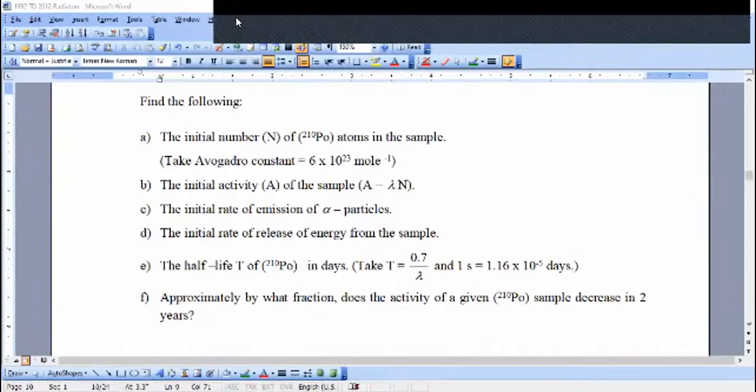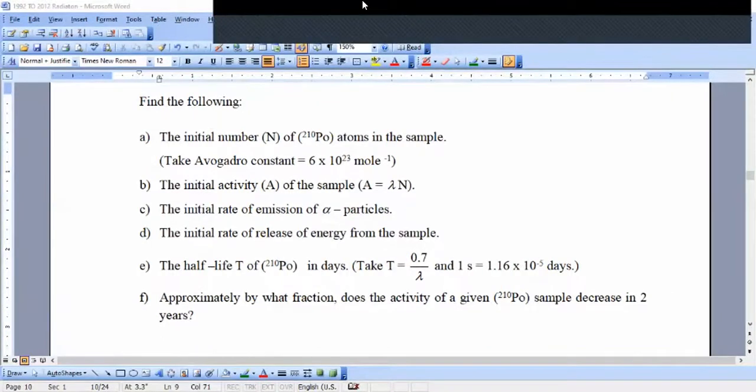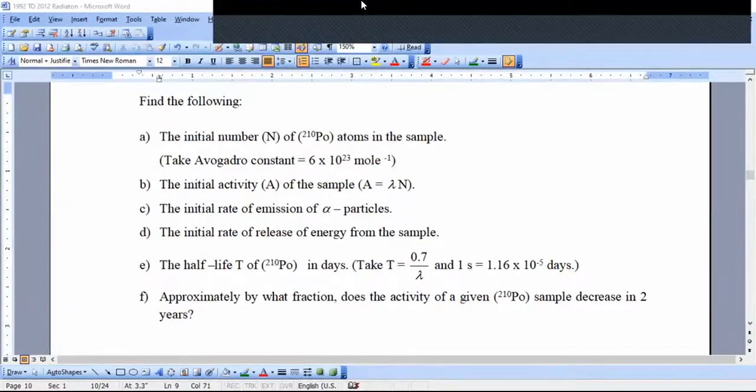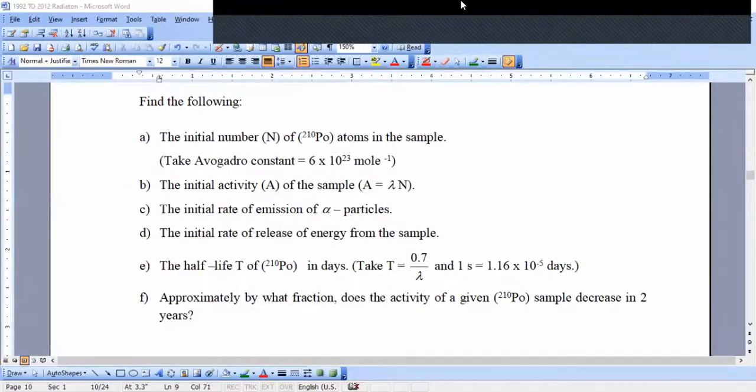Thank you, dear. Would you please read one more time, loudly, please? Approximately by what fraction does the activity of a given polonium sample decrease in 2 years? It's the keyword, right?